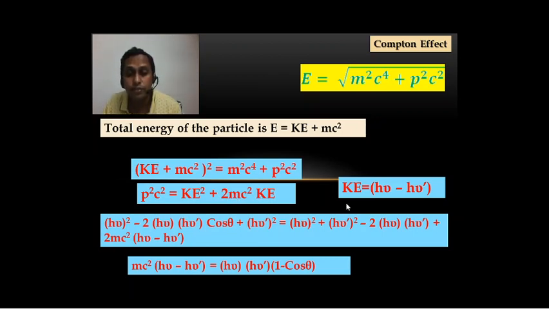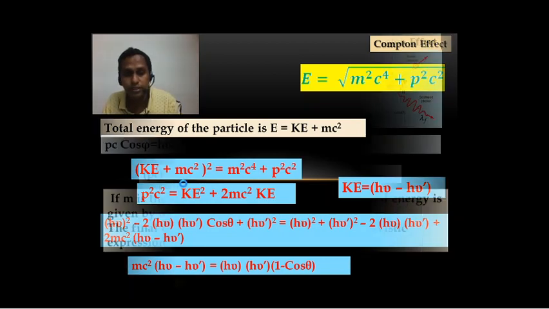And we know that the kinetic energy of the ejected electron, as per Albert Einstein's photoelectric equation, is equal to hν − hν′. The gain in kinetic energy is hν − hν′. Then we can substitute the value here: (hν − hν′)² plus 2mc² into (hν − hν′). Look at this equation: the left hand side is p²c², equal to (hν − hν′)² + 2mc²(hν − hν′). Once again, this is p²c².